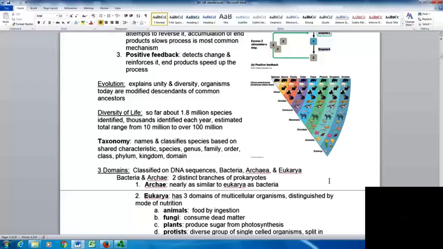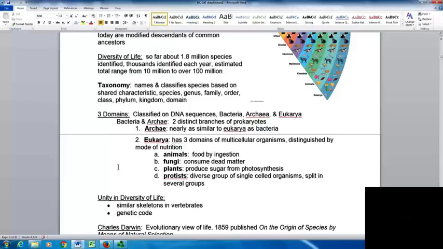So we have three domains of life. These are based on your DNA sequences. They're the bacteria, the archaea, and the eukarya. Both the bacteria and the archaea are prokaryotes. The archaea are nearly as similar to the eukarya as they are to the bacteria. They're a very unique group.